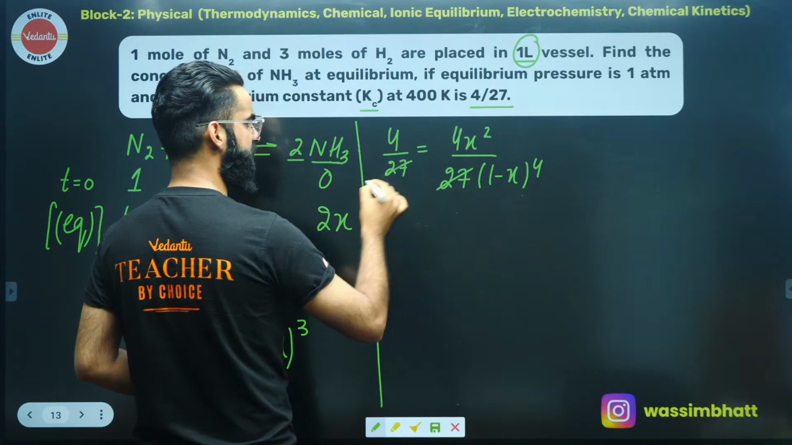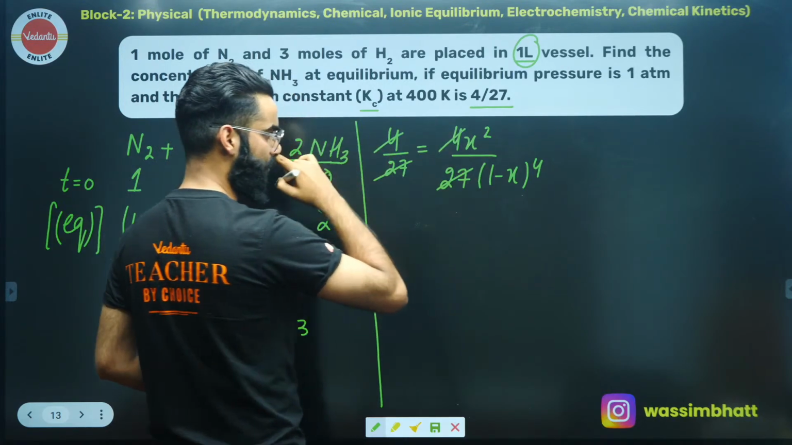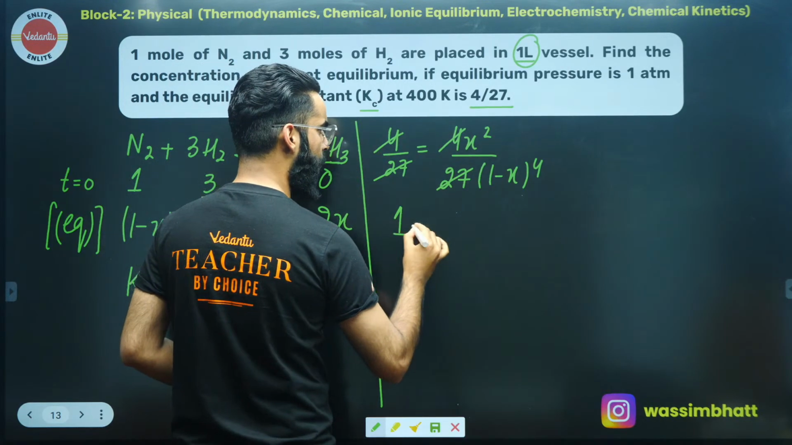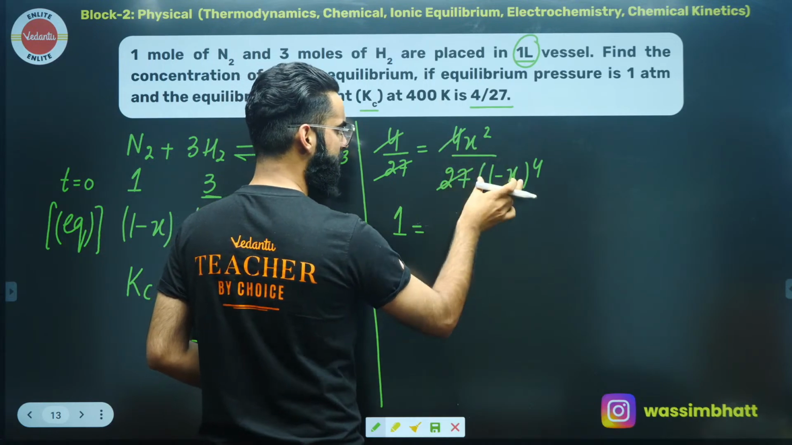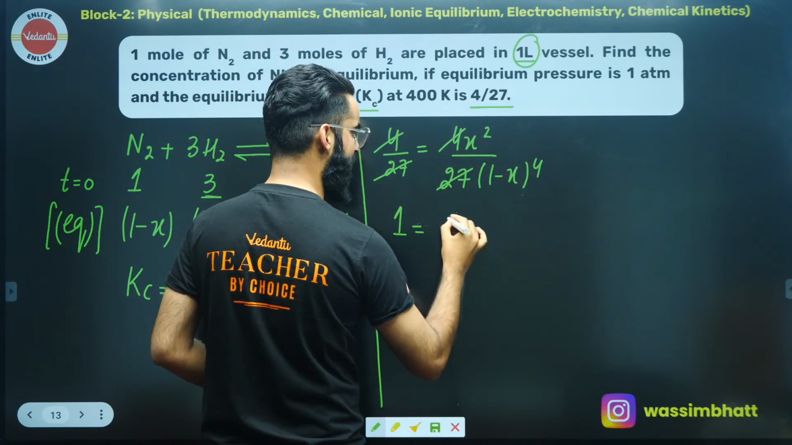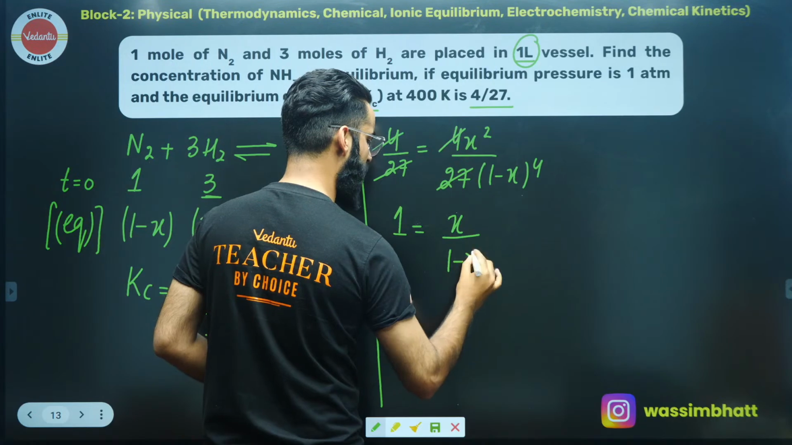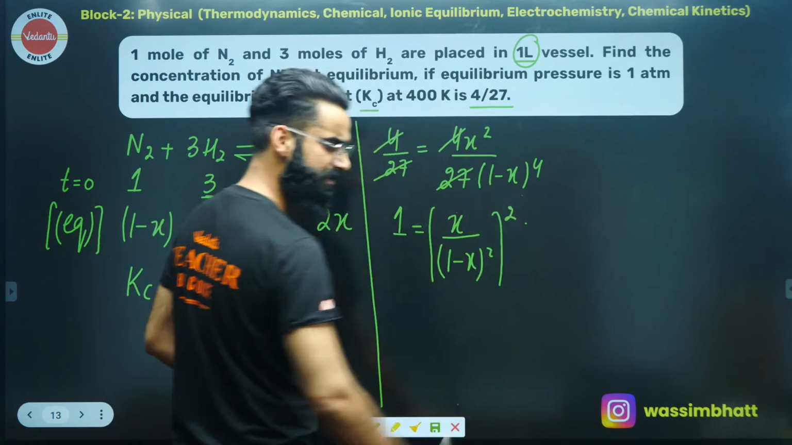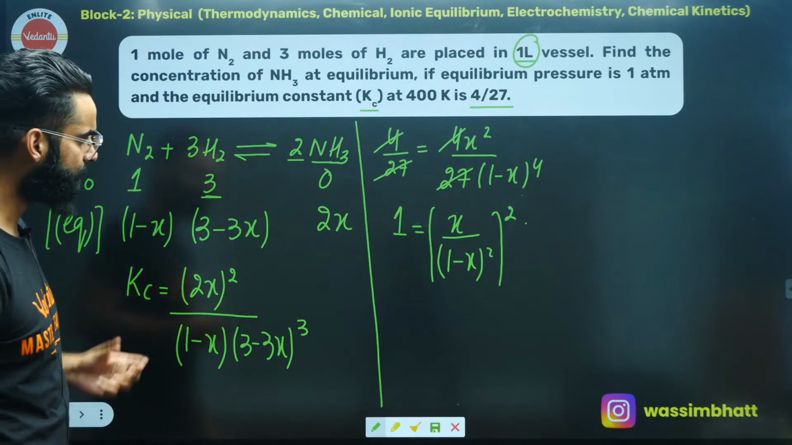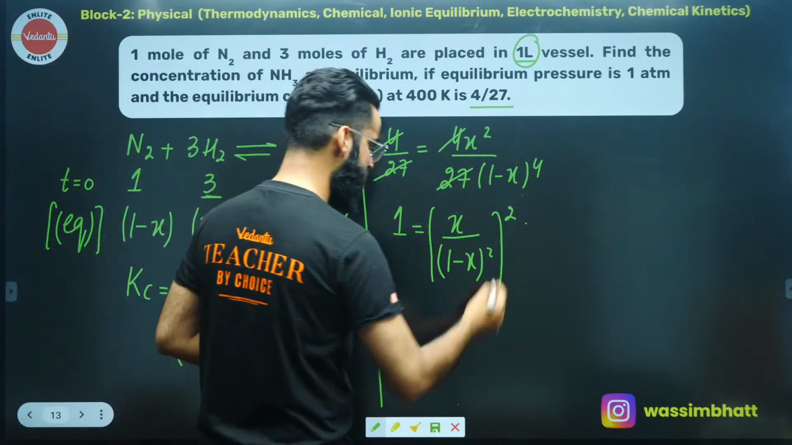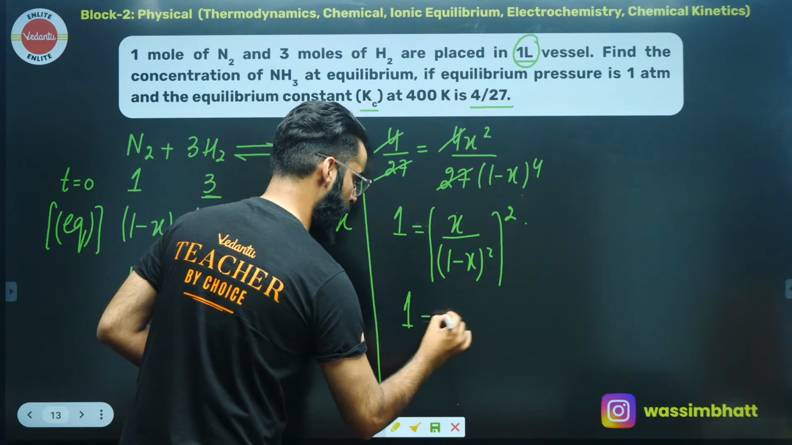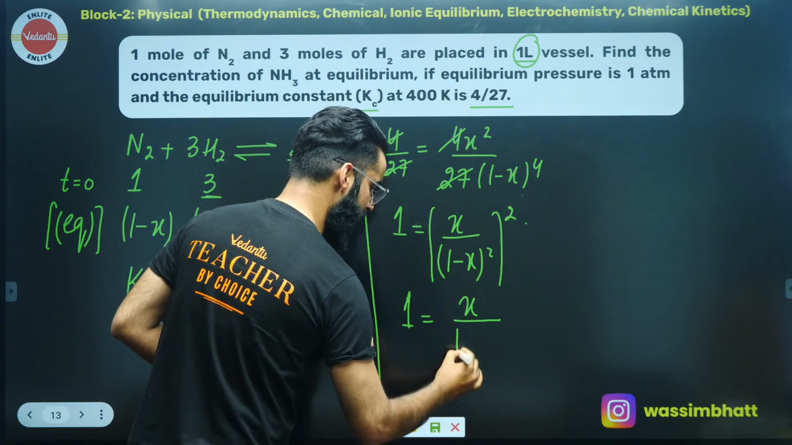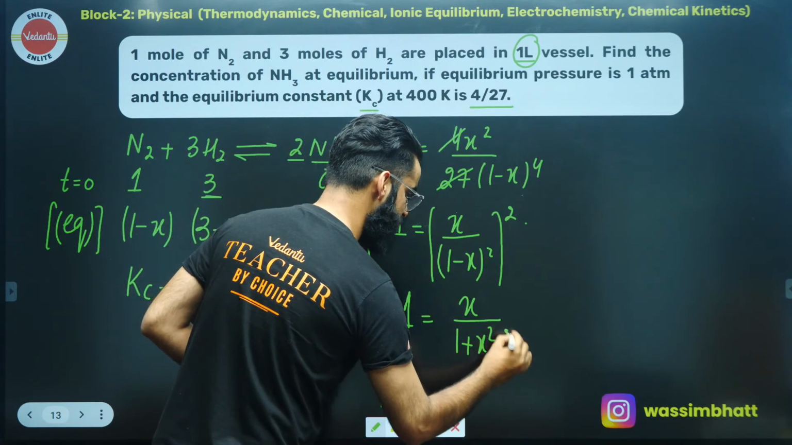So this 27 is over. This 4 got cancelled. So I got 1 is equal to x square divided by 1 minus x raised power 4. So you can write it as x divided by 1 minus x whole square, whole raised power 2, right? You can write it like this, I'm sure, right? Now, if you take the square root on both the sides, it is simply going to be 1 is equal to x divided by a square plus b square minus 2ab.